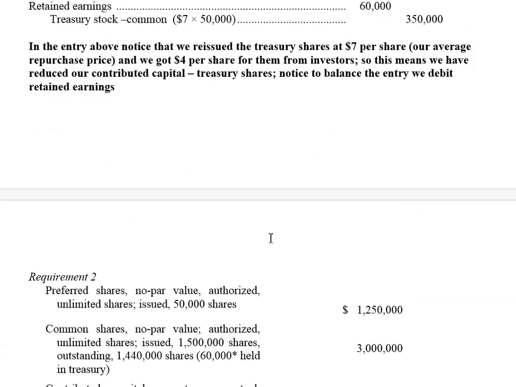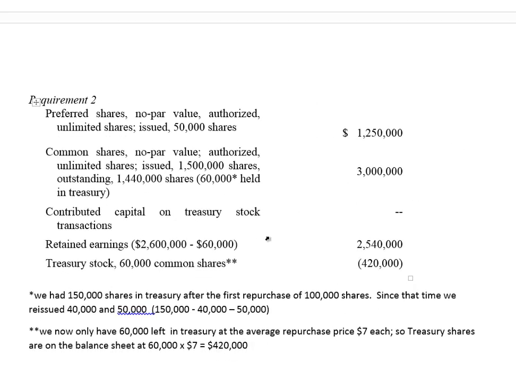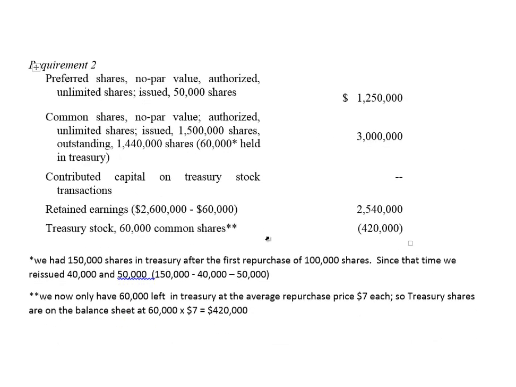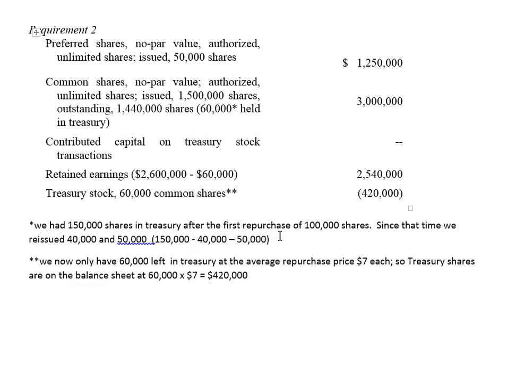All right. Now, the question also asks us in the second requirement to come up with the balances in the equity accounts. Notice in this particular question, they didn't ask us to do a proper shareholders equity section, so we can just outline the values that we get here. The first account we've got here is the preferred shares, and notice nothing happened with them, so we still have 50,000 shares issued and outstanding for 1.25 million. No change there. In the common shares, however, we have a change.